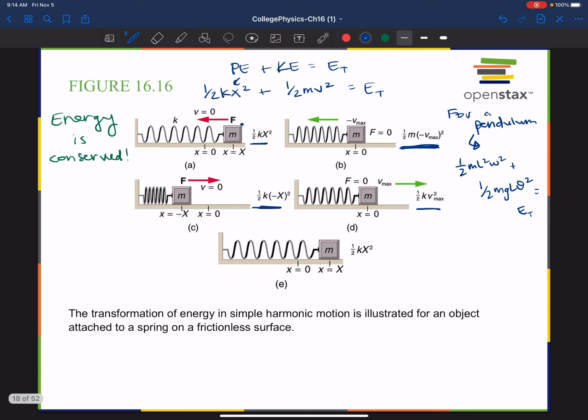Now we can manipulate these equations and actually find that the max velocity is going to be equal to x multiplied by the square root of k divided by m. Or for anything exhibiting circular motion, it would be omega max equals theta max times the square root of g over L instead of k over m. But it is the same concept.